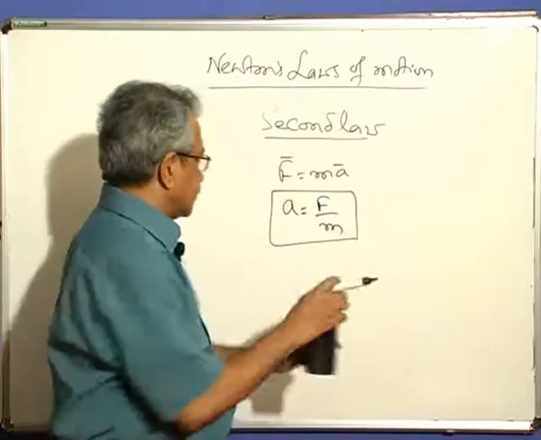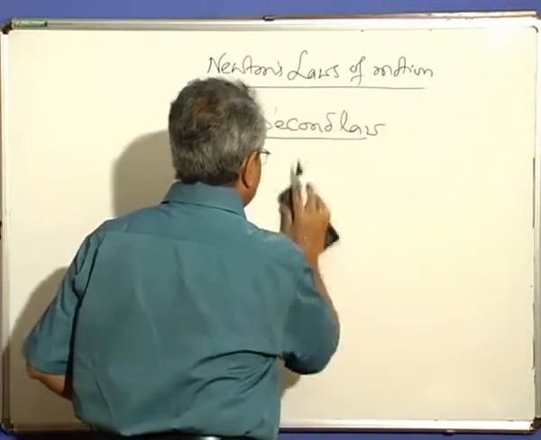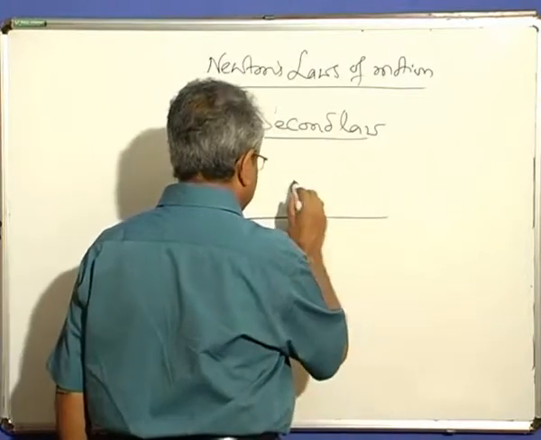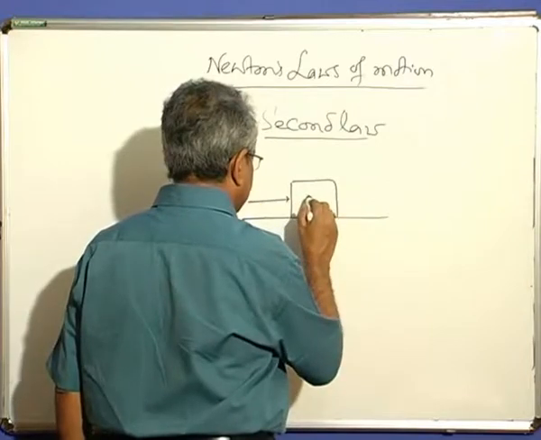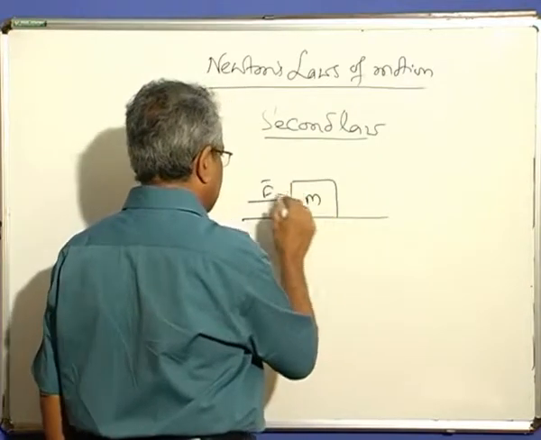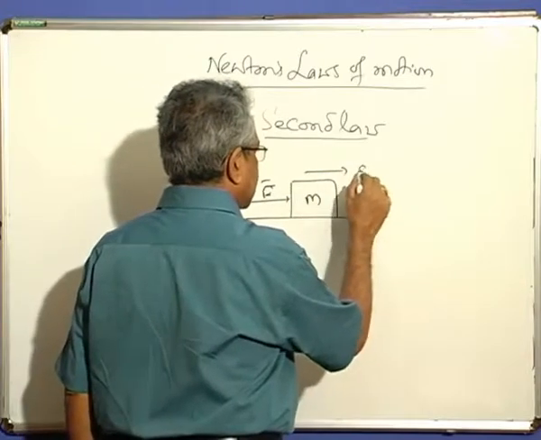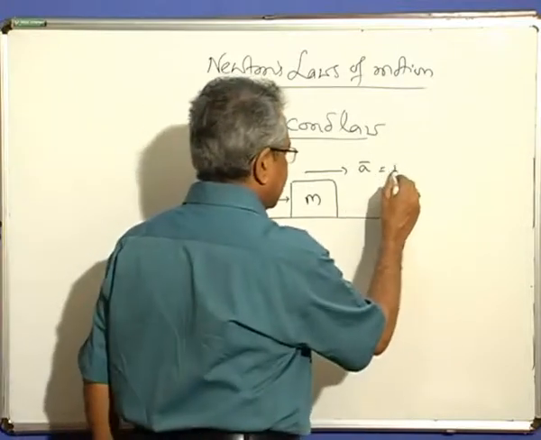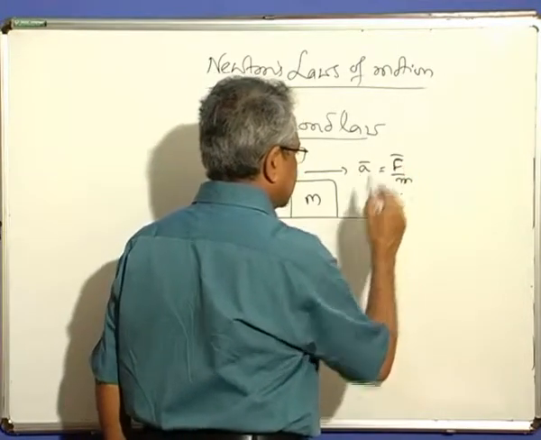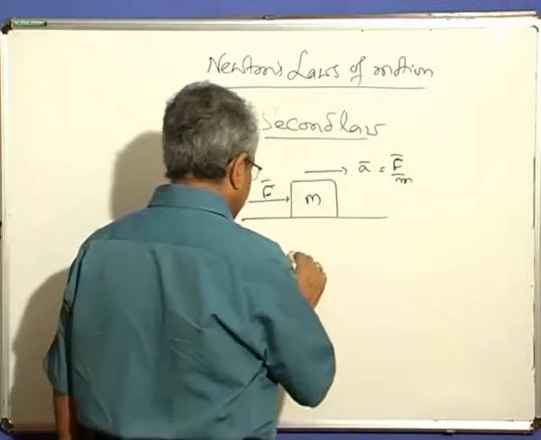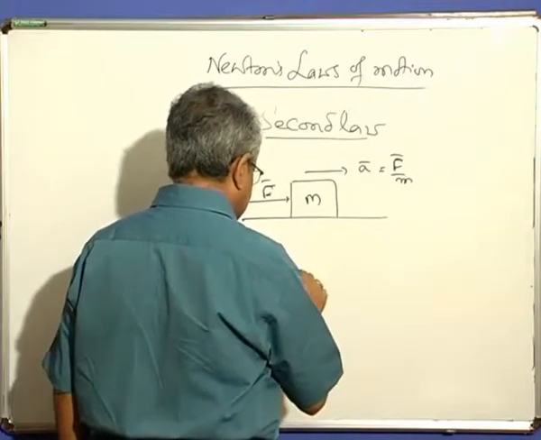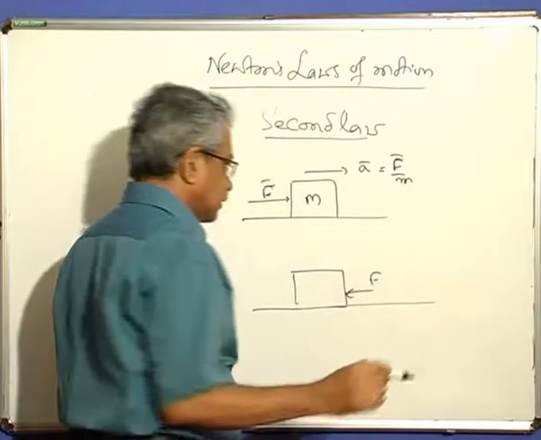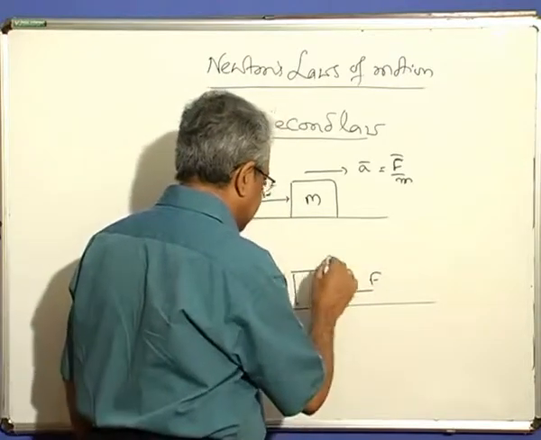Now, we take the example of a body here. If there is a body on a smooth surface and you apply a force here, then the acceleration will be in the same direction, and that acceleration is given by F by M. On the other hand, suppose you apply a force in the opposite direction, then the acceleration also will be in that direction.